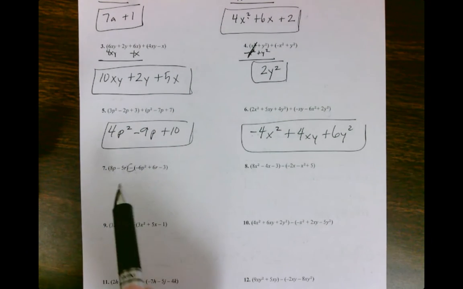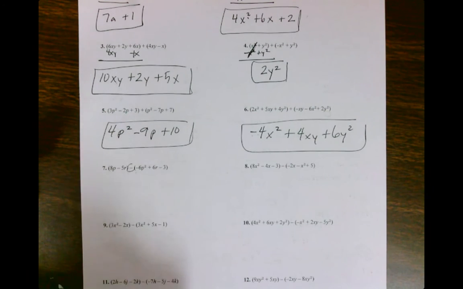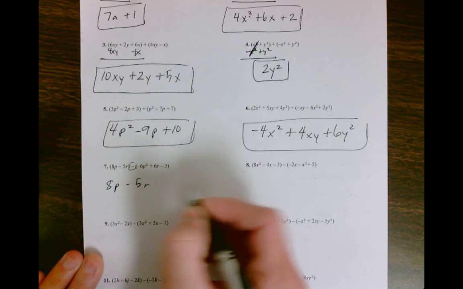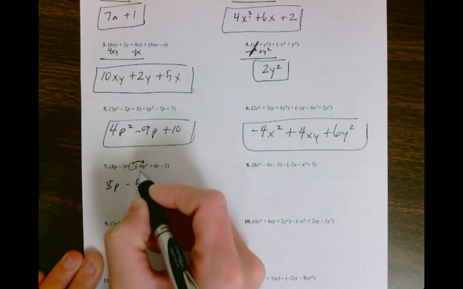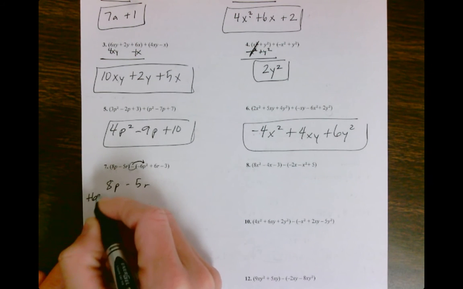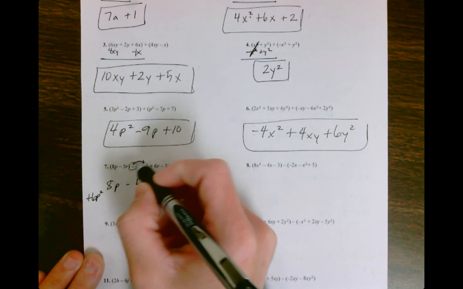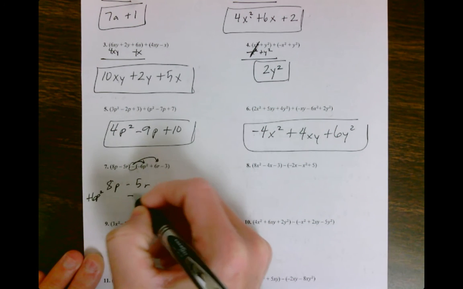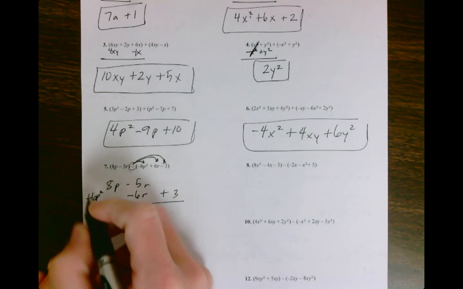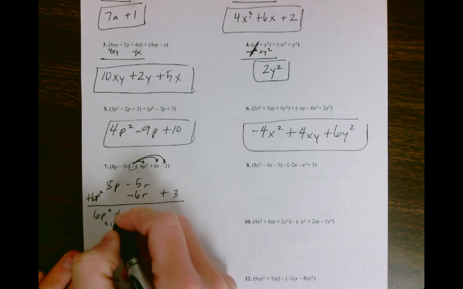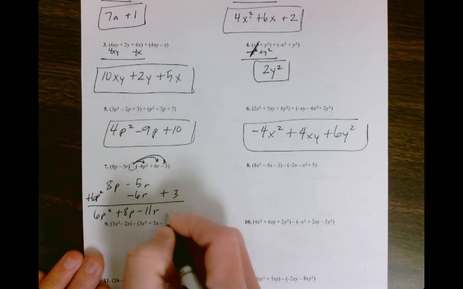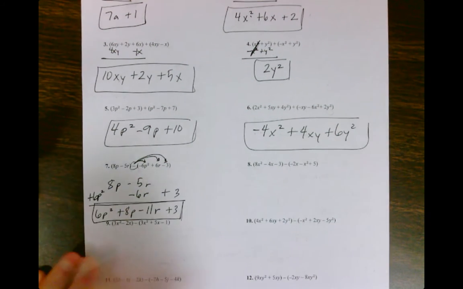Now 7, it's minus, so we have to distribute our negative. So I'm going to put my 8p minus 5r because that doesn't change. Now distribute my negative. This turns into a positive. Okay, and there's no p squared, so I'm going to put my plus p squared here because it doesn't line up with anything. Now this is going to change to a negative, so minus 6r. And this is going to change to a positive, and there's no other numbers. Okay, so 6p squared stays. 8p stays. Negative 5, negative 6 gives me negative 11r, and then plus 3.